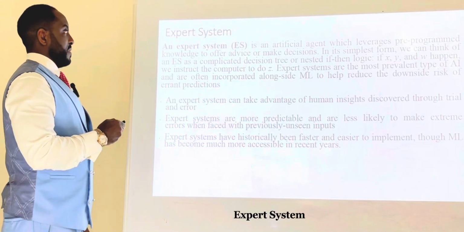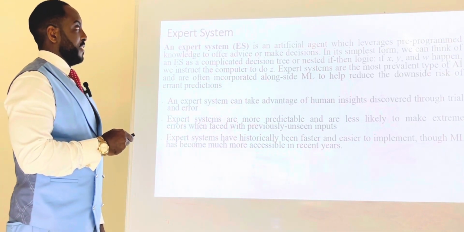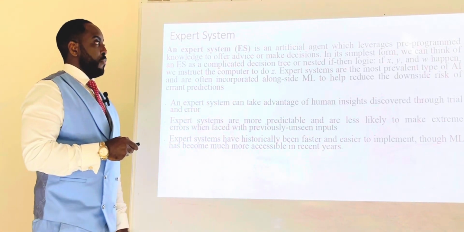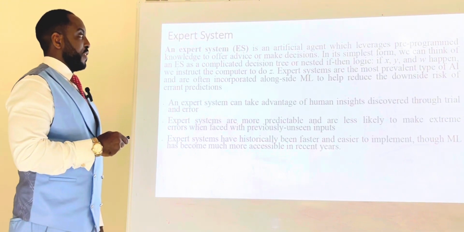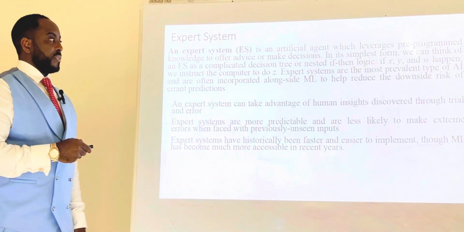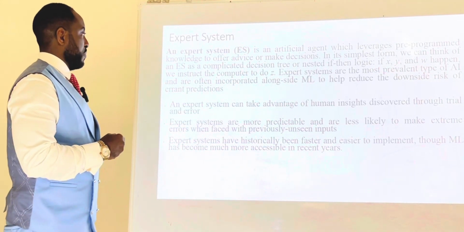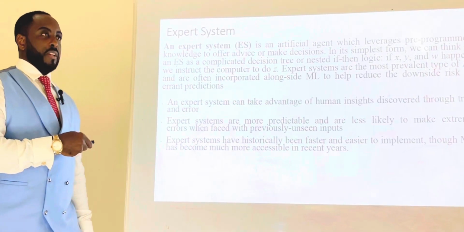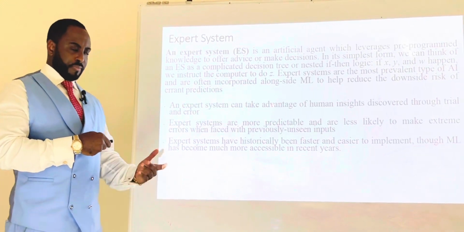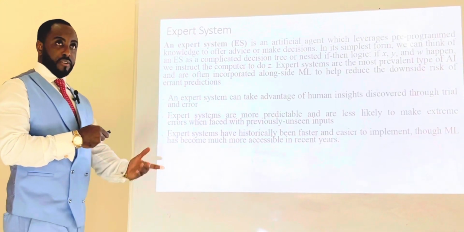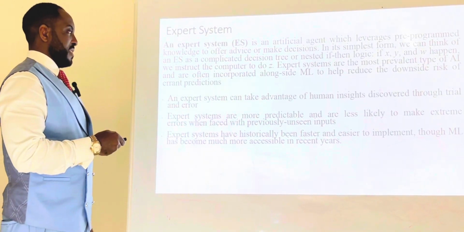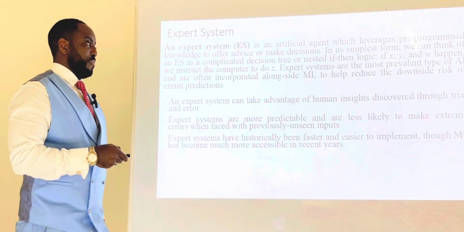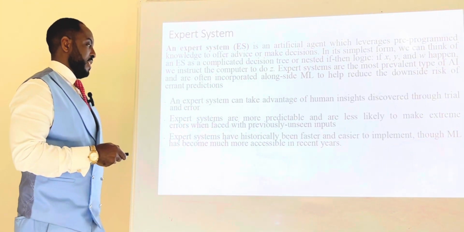Going forward, expert system. An expert system is an artificial agent which leverages pre-programmed knowledge to offer advice and make decisions. In its simplest form, we can think of an expert system as a complicated decision tree or nested if-then statement. If Y and X and W happen, then we instruct the computer to do Z. So if this happens and this happens, then do this. The clinicians, the doctors, use expert systems a lot to predict and diagnose some diseases. An expert system can take advantage of human insight discovered through trial and error. Expert systems are more predictable and are less likely to make extreme errors when faced with previously unseen inputs.